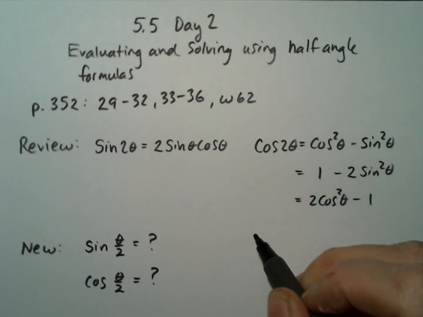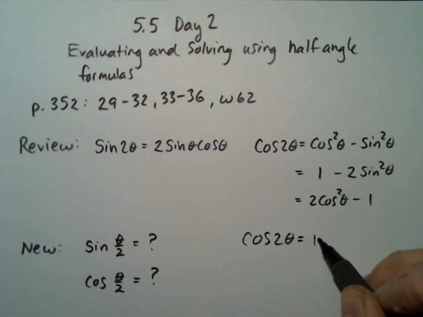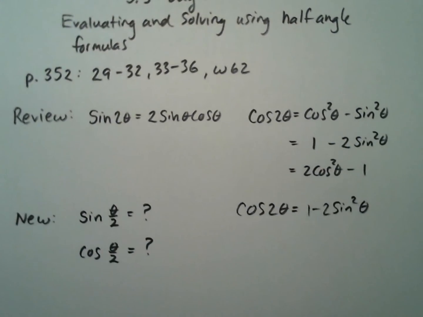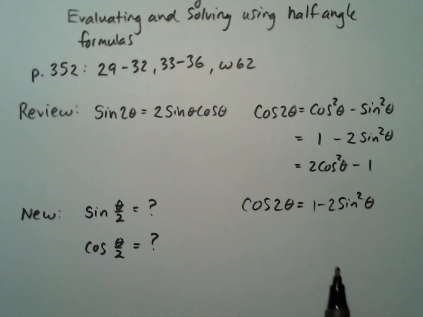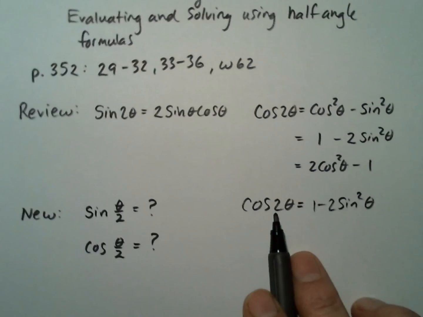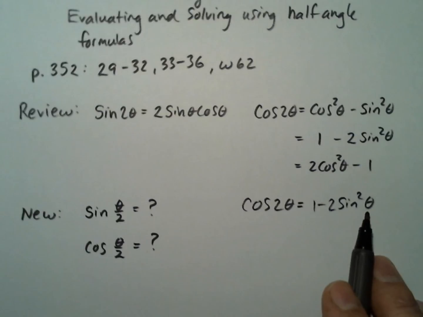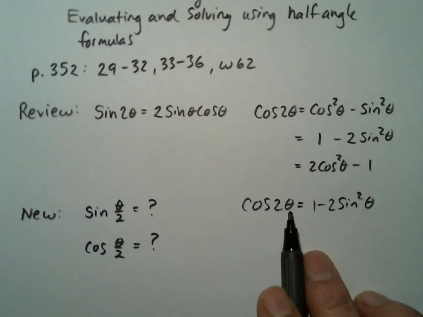So let's look at this. We know we need a relation between two angles where one angle is half of the other angle. So if we look at this formula, where do we see half of an angle? We know that this is twice an angle. Well, if this is twice theta, we know that theta is half of 2 theta.